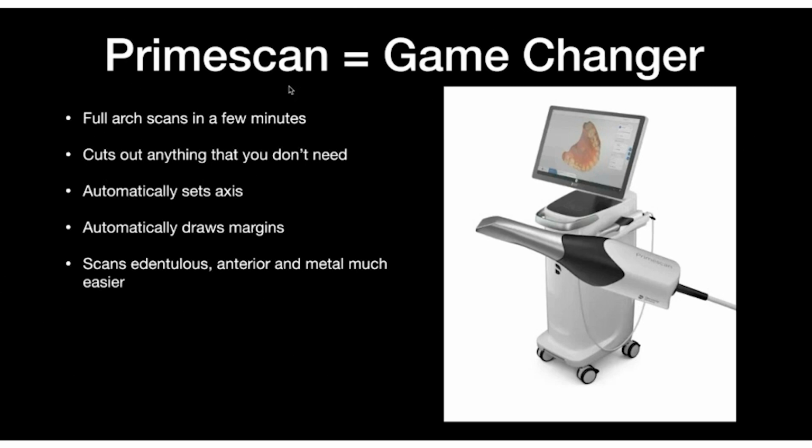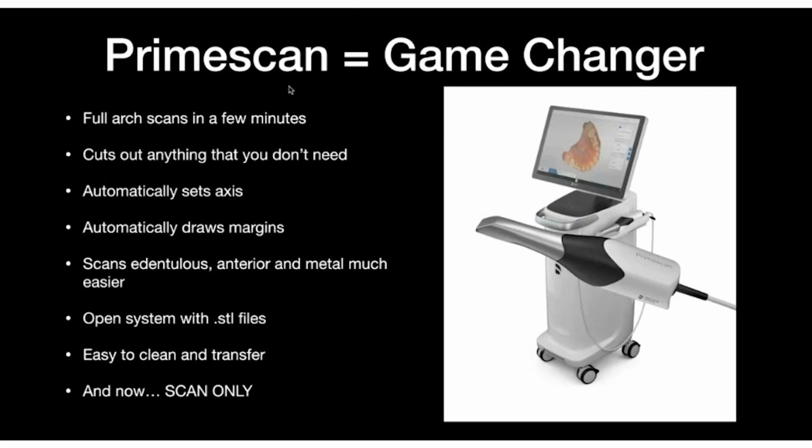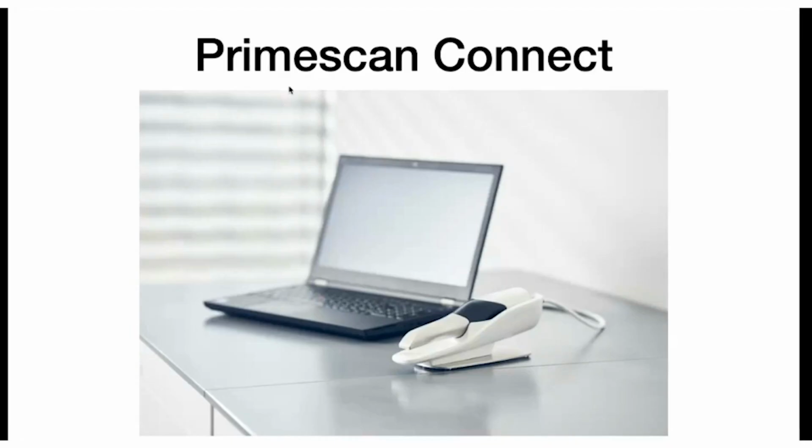And the anterior is so much better. We don't even use the powder for metal. But we also have a scan only. And that's important to know because we needed something that was full-time for sleep and ortho to get full arch scans, but it didn't need to mill out crowns.